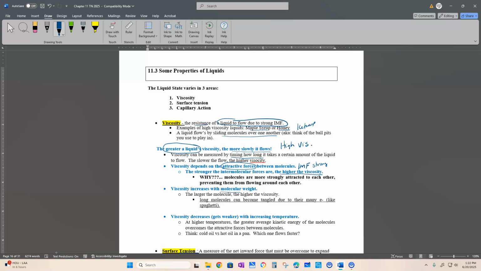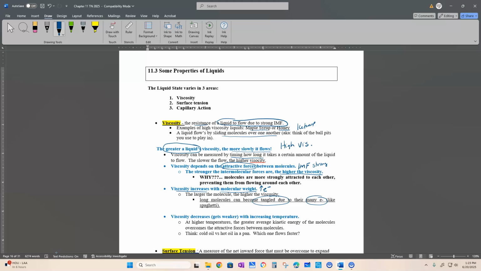What about electrons? We don't like to say molecular weight, but it's about electrons. Viscosity also increases with the number of electrons, aka weight. The larger the molecule, the higher the viscosity. And what happens is it's the electrons. They get all tangled up when you have a lot of electrons.